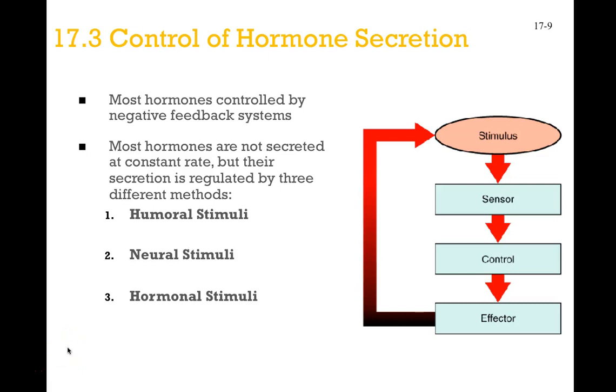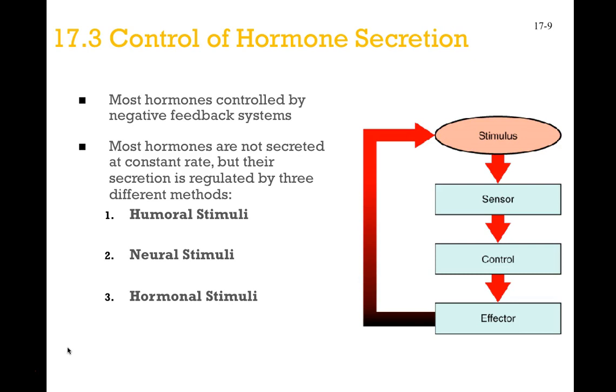We are going to now discuss control of hormone secretion. This is not just going to be an easy one-way pathway. We have three different ways in which we can stimulate hormone secretion. So most of our hormones are controlled by a negative feedback system.